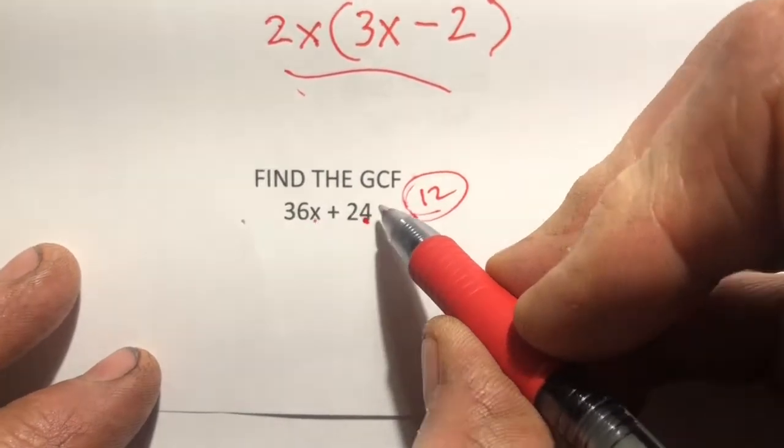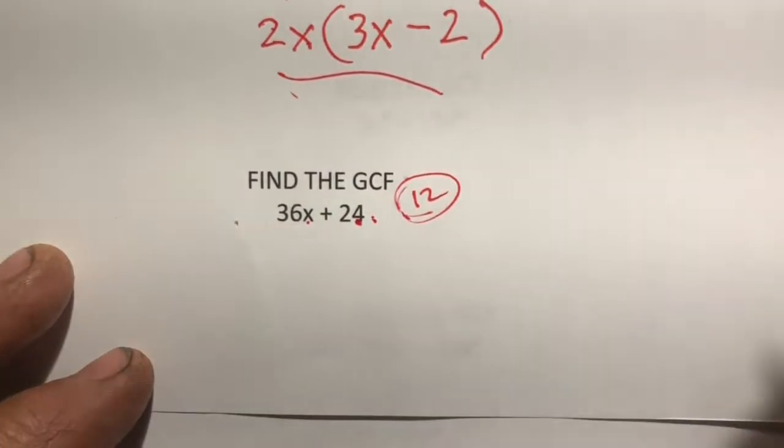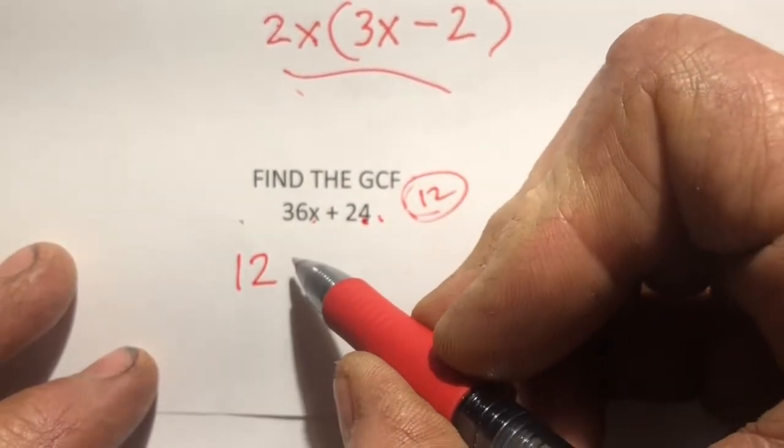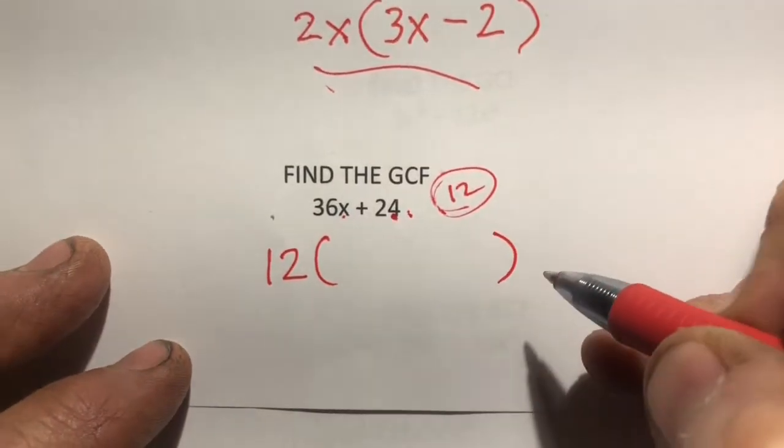Then I look at my variables. Well, this has no variables, so I cannot pull a variable out. So it just looks like 12 is all I can pull out here.